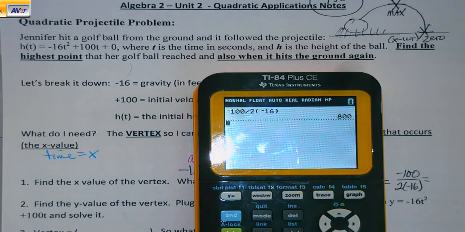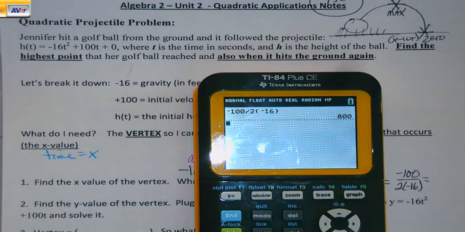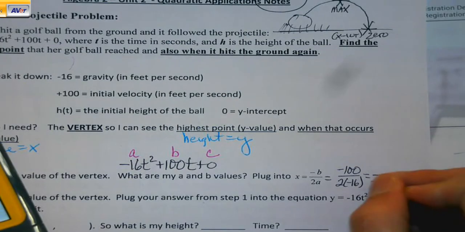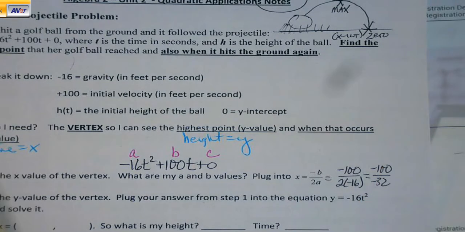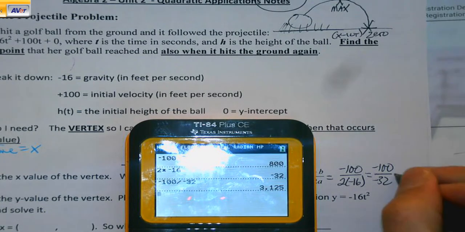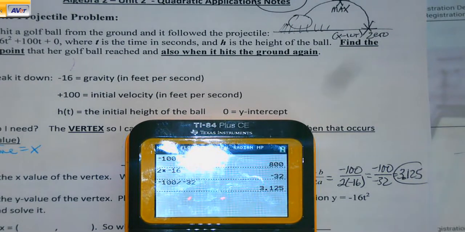Because the calculator follows order of operations. The calculator says negative 100 divided by 2 is negative 50, and then multiplies it by negative 16. That's not what I want to do. So here's my suggestion: take the two numbers down in the denominator, 2 times negative 16, and do that first. Then go ahead and do the division. You're like, ew, I like the 800 better. Yes, we can get decimals. This is real life stuff.